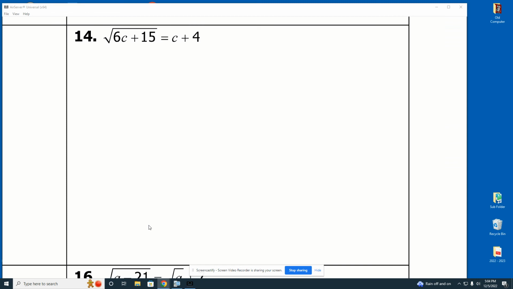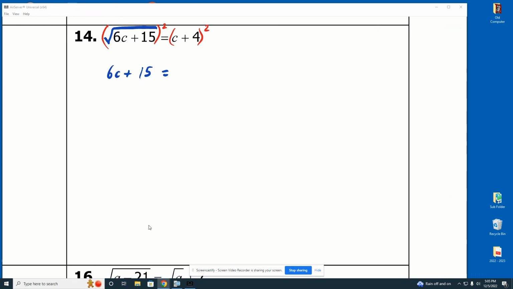It's pretty easy because, look, this square root here, it's already by itself, okay? That's c plus 4 over there. I can't do anything with that. So I've got to go ahead and square both sides to get rid of that radical. So that allows that radical to just cancel out, and 6c plus 15 drops down.